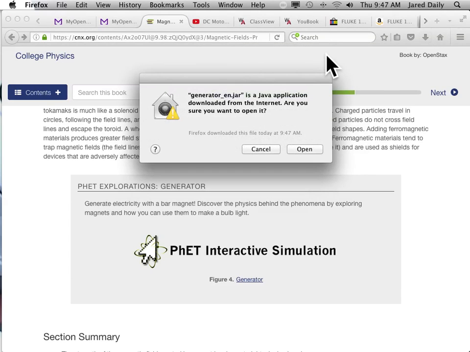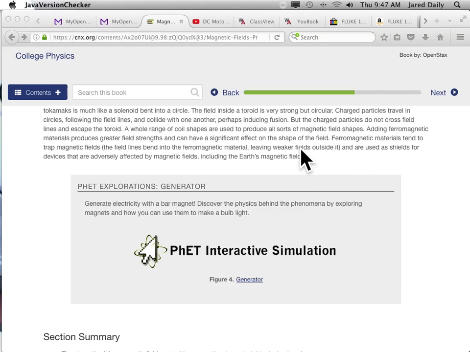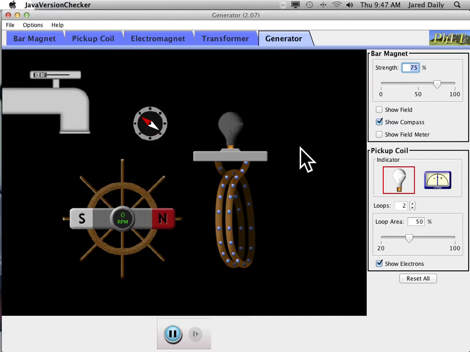So what a generator is, essentially, it's a motor that, instead of driving a current through it and making it work, we turn it and make a current through it. This is a very simple generator. So here is a loop of coil right here. Here's your magnetic field.